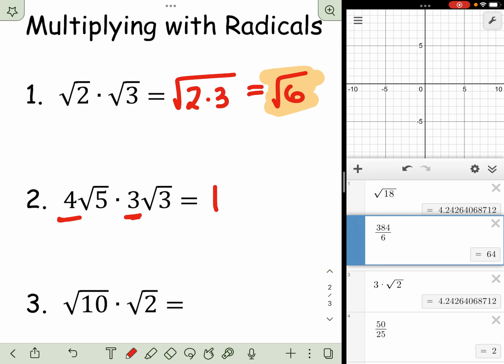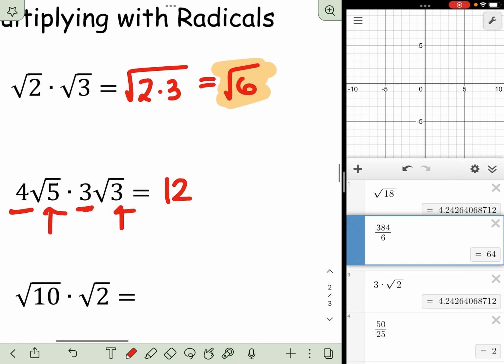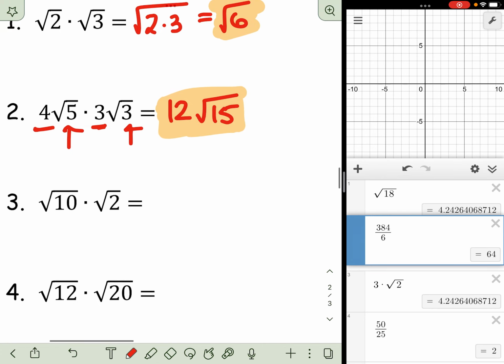Okay, for number 2, we have a couple coefficients on this one, 4 and 3. So we're going to multiply those first. That gives me 12. And then we're going to multiply the radicals, which gives me radical 15, because 5 times 3 gives you 15. 15 does not have a perfect square that goes into it. So once again, nice, easy multiplication, no simplifying there, because they're already simplified.